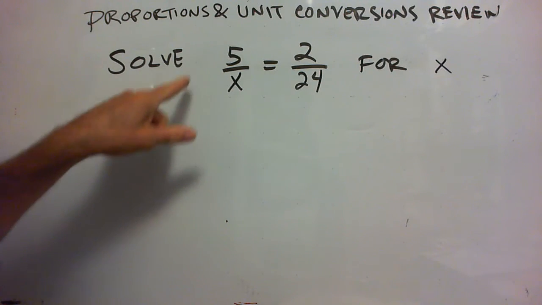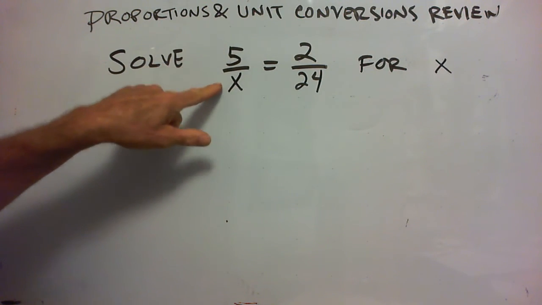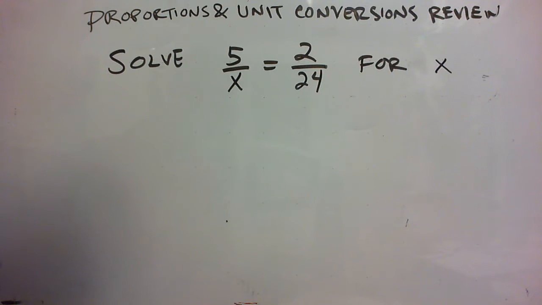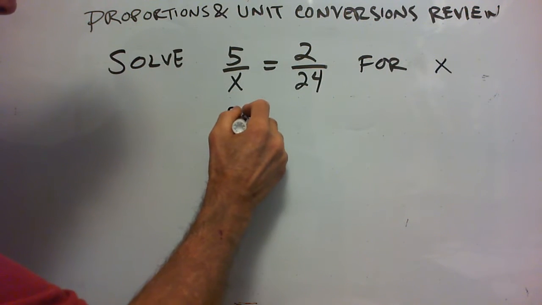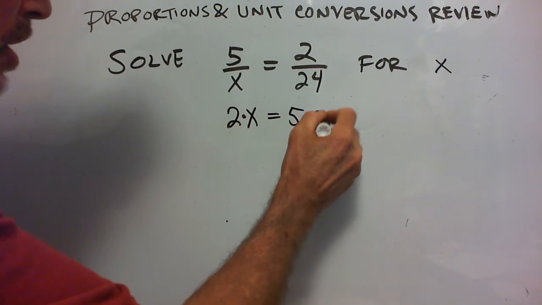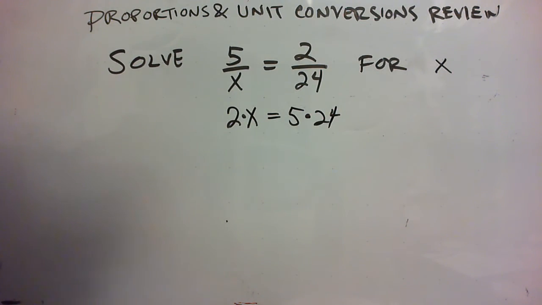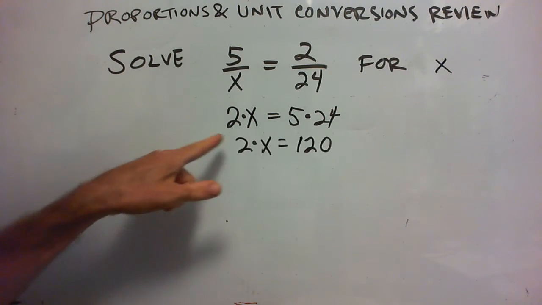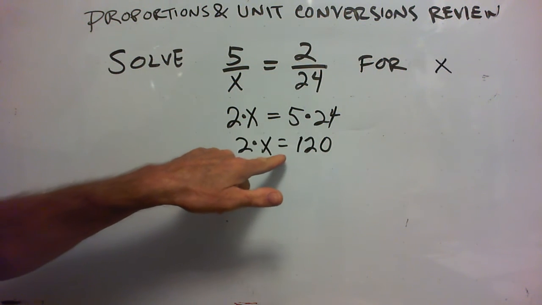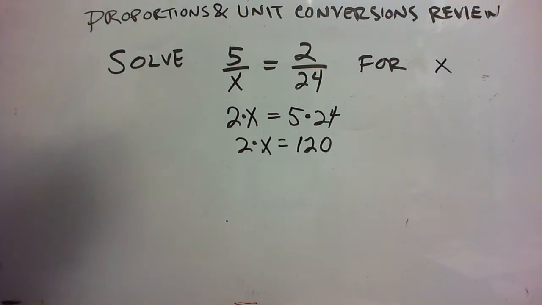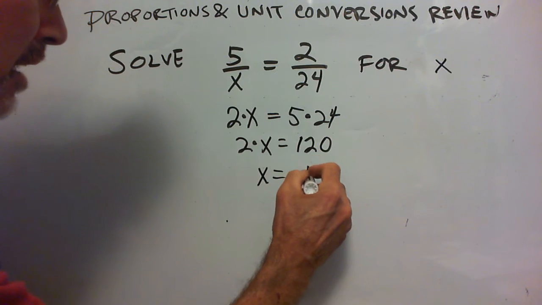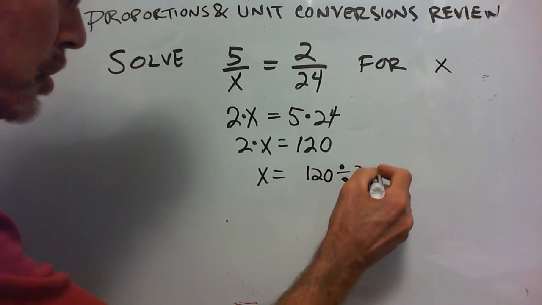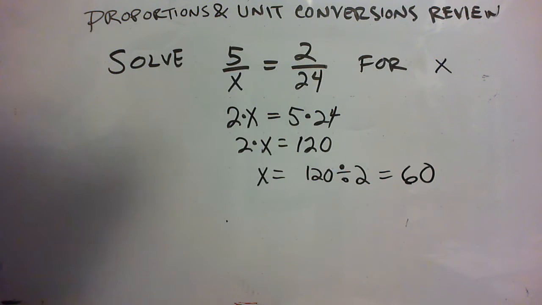We use that principle to solve this proportion, 5 over x equals 2 over 24, where x is an unknown. Since the cross products have to be equal, 2 times x has to equal 5 times 24. And then we have 2x, or 2 times x, equals 120. 2 times what is 120? Well, we can find that out by dividing 120 by 2, which we can do in our head: 60. So x equals 60.